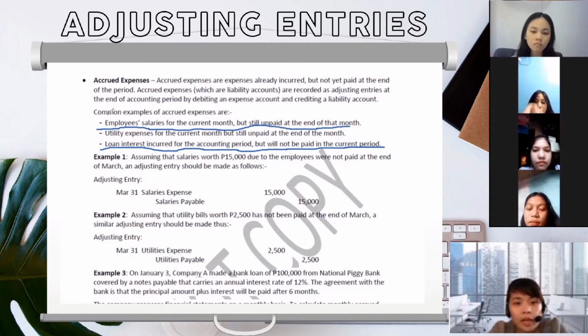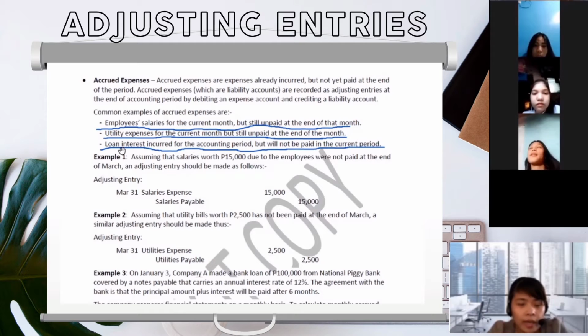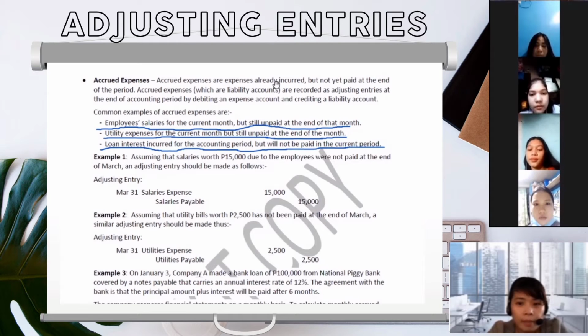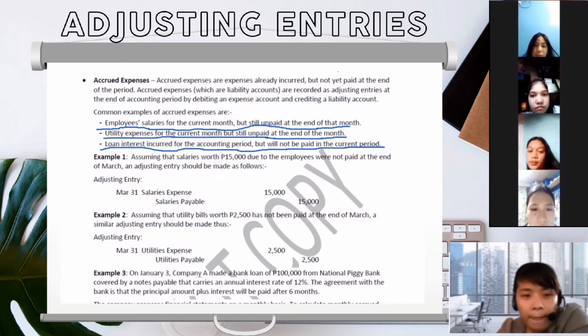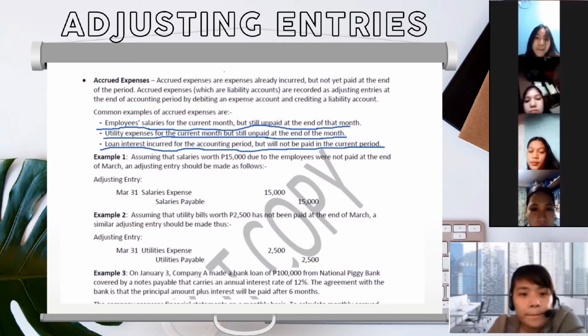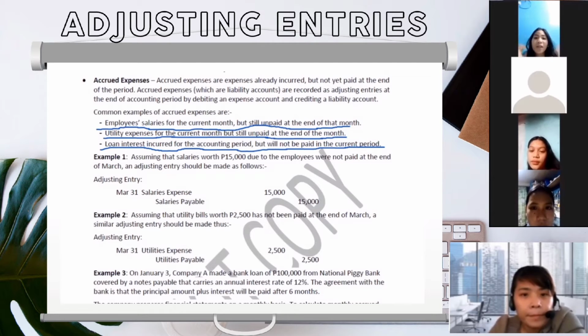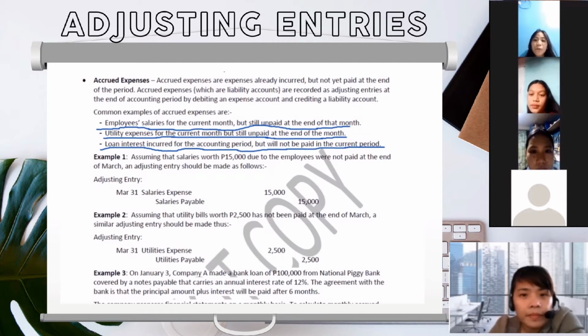Ayan na, i-underline ko para ma-remember nyo. Ayan. Okay, example. Let's have an example. Sige nga, Ira, pabasa nga ako ng example natin, number 1. Assuming that salaries worth 15,000 due to the employees were not paid at the end of March, an adjusting entry should be made as follows.